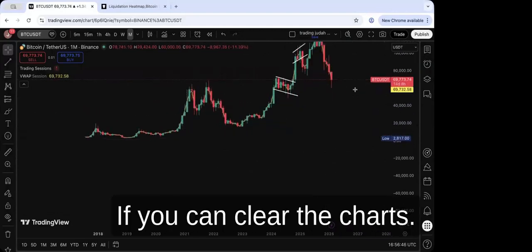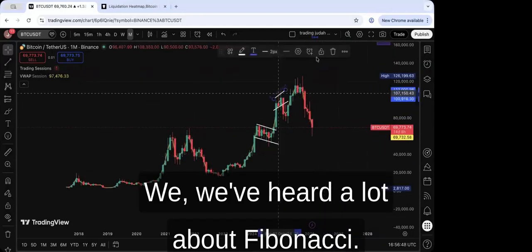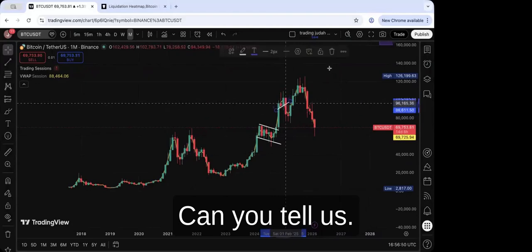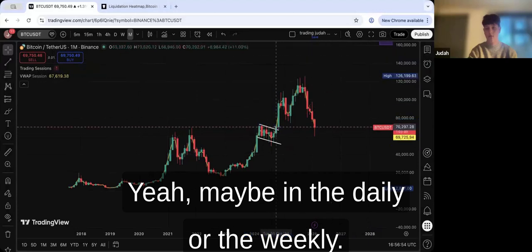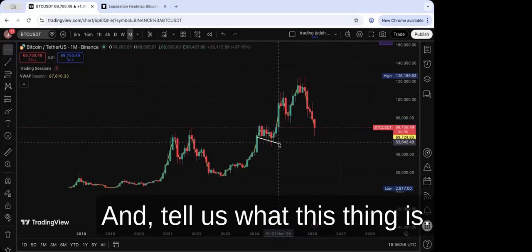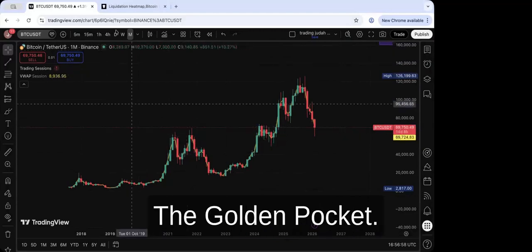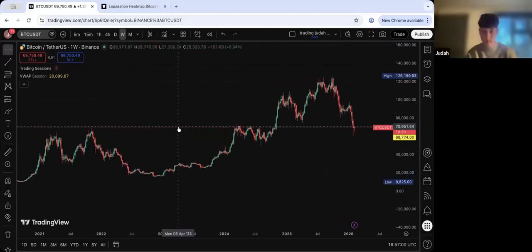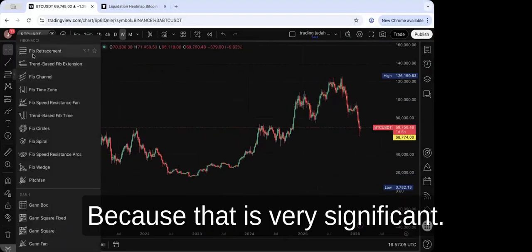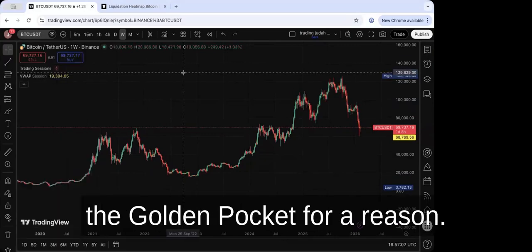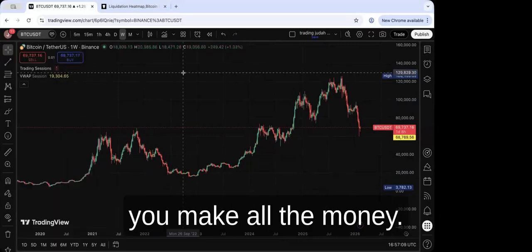If you can clear the charts, we've heard a lot about Fibonacci. Can you show us how you use it? Maybe on the daily or the weekly, and tell us what the golden pocket is. We hear about it often. What is the golden pocket? That is very significant. They call it the golden pocket for a reason. It means that's where you make all the money.